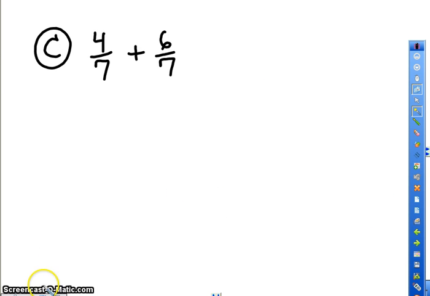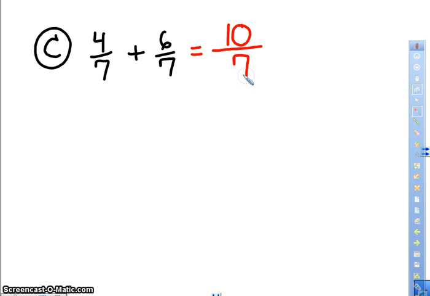Okay, then I have 4/7 plus 6/7. So I'm going to add my numerators. 4 plus 6 is 10. And my denominator stays the same. It's going to be 7ths still. Now you'll notice that in this fraction, my numerator is larger than the denominator, and we call that an improper fraction. So when it's improper, I need to see how many times 7 can go into 10. So 7 goes into 10 one whole time.